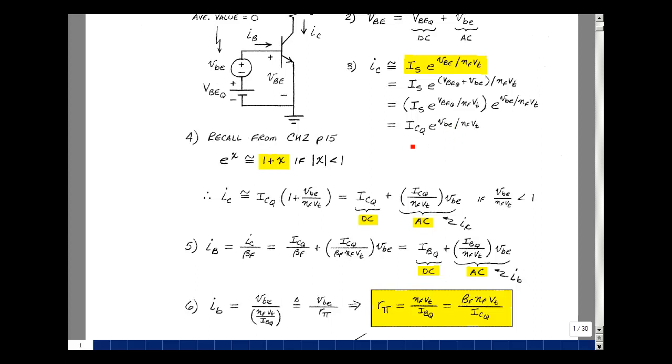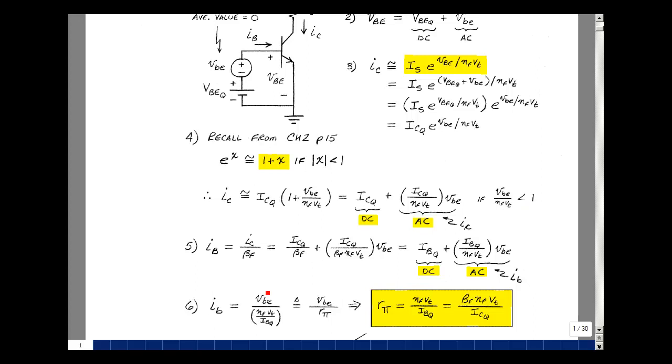Let's apply that to this. I'm going to take this equation, which has got I sub CQ, and then multiply that by 1 plus the argument of e to the x, which is going to be little v sub BE over η_F V sub T. If you multiply that out, we get our DC biasing times 1, and then that DC biasing times this expression over here. I'm going to pull out the little v sub BE and then divide by η_F V sub T. Here is a constant multiplying something that's varying with time, so that's going to be my AC signal, and here's my DC signal. And again, I can do this provided that this argument is less than 1.